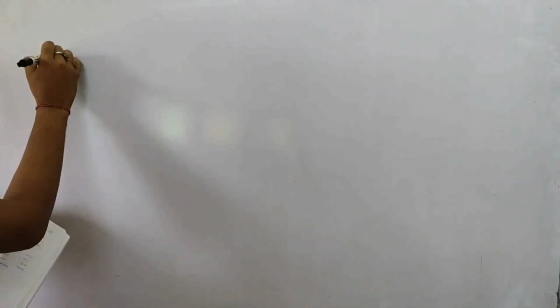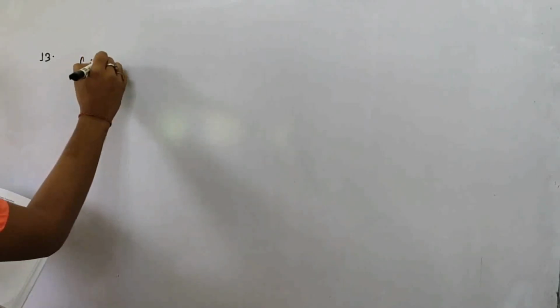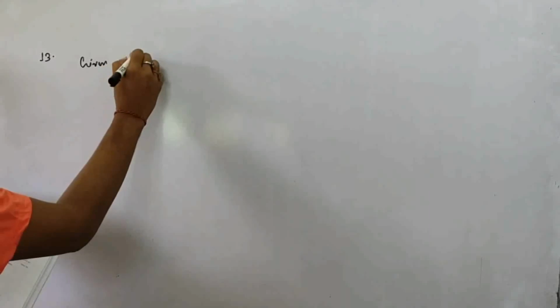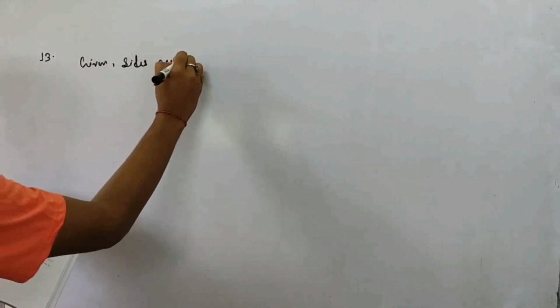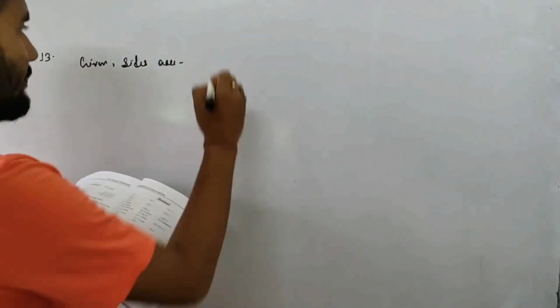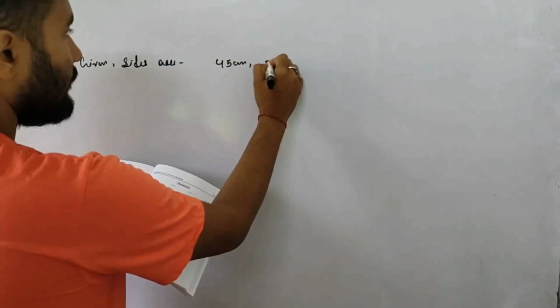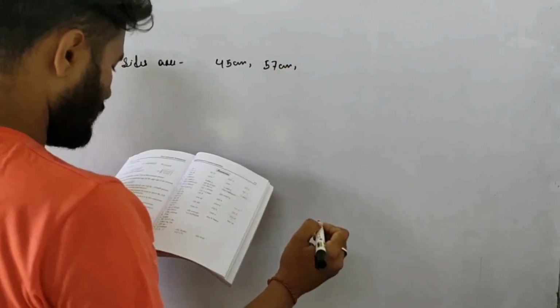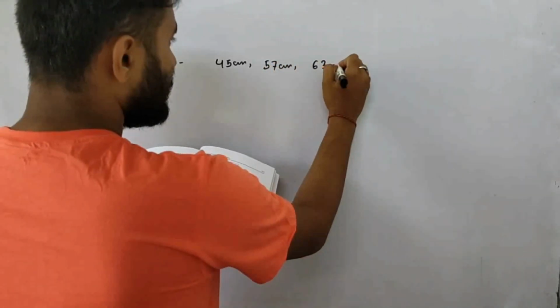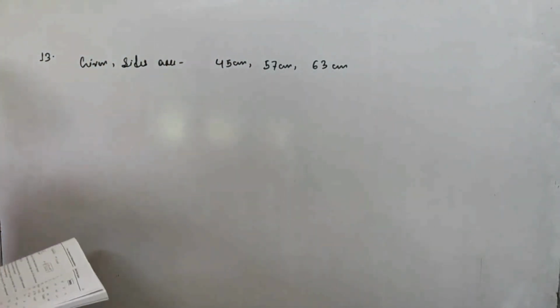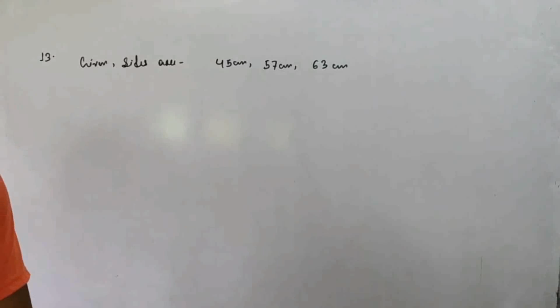Okay, given sides are what? Find the area of a triangle having sides, say number 13. Given sides are, how much is given? 45 centimeter, 57 centimeter, 63 centimeter. Okay. Find the area of the triangle having sides 45 centimeter, 57 centimeter and 63 centimeter.